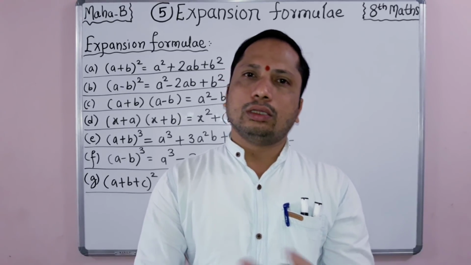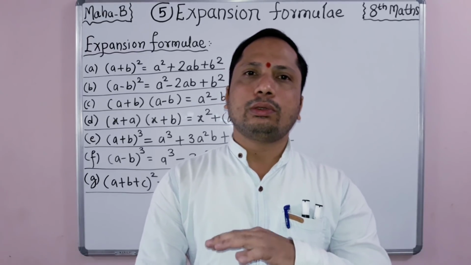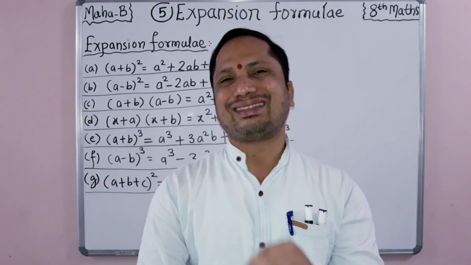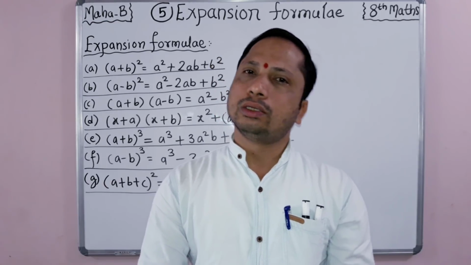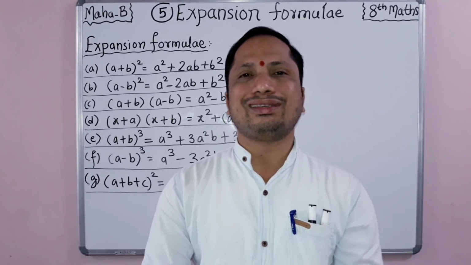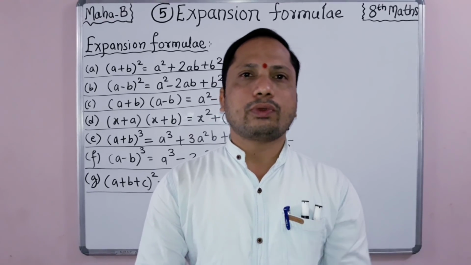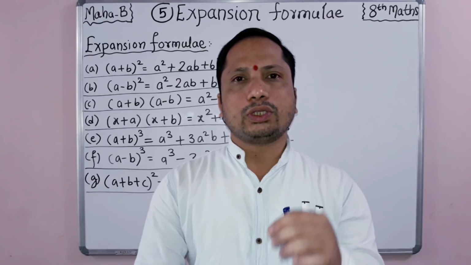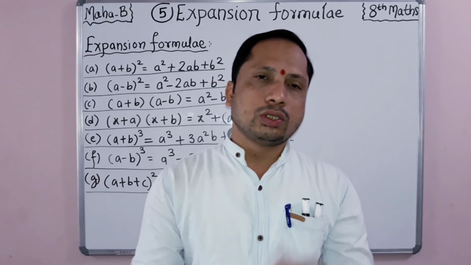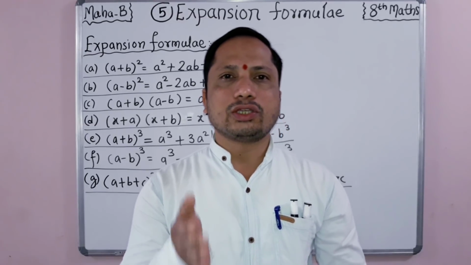Then the fifth formula, (a minus b) cube is a cube minus 3a square b plus 3ab square minus b cube. And the last formula is (a plus b plus c) whole square, which is equal to a square plus b square plus c square plus 2ab plus 2bc plus 2ac. So these are the 7 formulas given in your 5th lesson, expansion formulae.